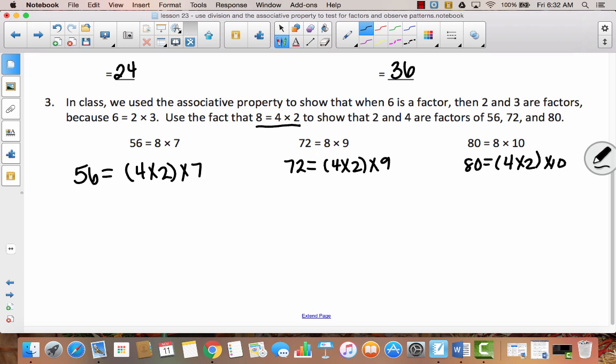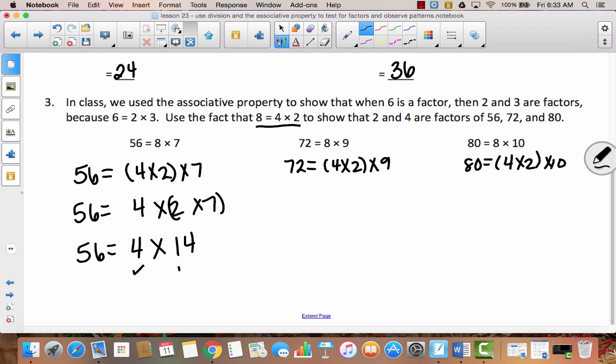Okay, so now we're going to use the associative property. So remember, the associative property says as long as we're multiplying 4 times 2 times 7, it doesn't matter if I multiply 4 times 2 first, I can multiply 2 times 7 first. And what this does is this shows me another factor of 56. Okay, so I've got 4. Now I'm going to go ahead and multiply 2 times 7, which is 14. So now 4 times 14 does equal 56. So I know that not only 8 and 7 are factors of 56, I know 4 and 14 are factors too.